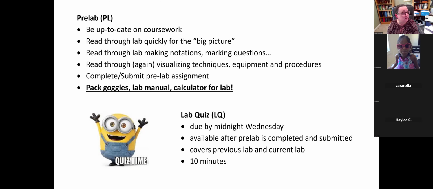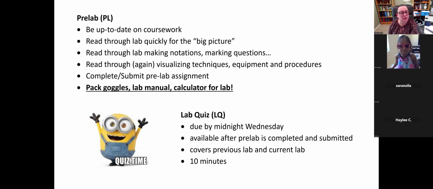And if you don't leave your goggles in the classroom, make sure you've got them packed and ready to go that night before. Make sure your lab manual's printed out and ready to go. And then you can work on your pre-lab and turn it in, and that will open up the lab quiz, which is timed for about 10 minutes. Then it turns itself off, and covers the previous lab and the current lab. So you don't really have time to just take the quiz without reading anything. You don't have time to look for those answers in just 10 minutes. So make sure that you have done some preparation before you take that lab quiz.